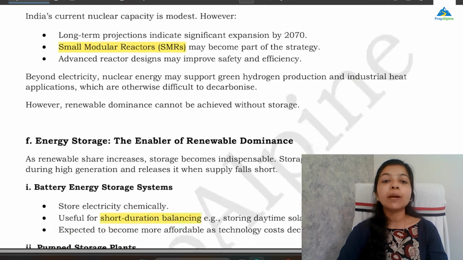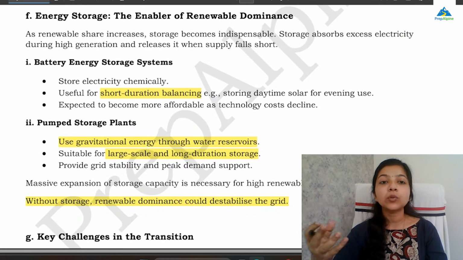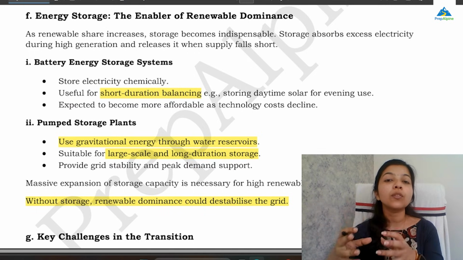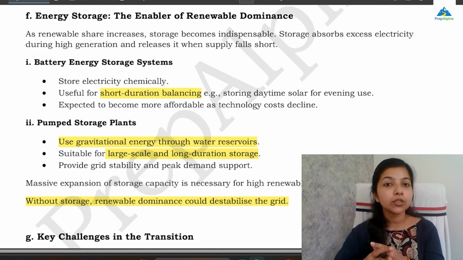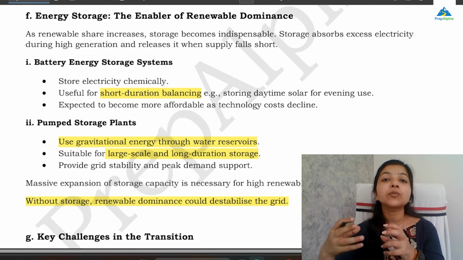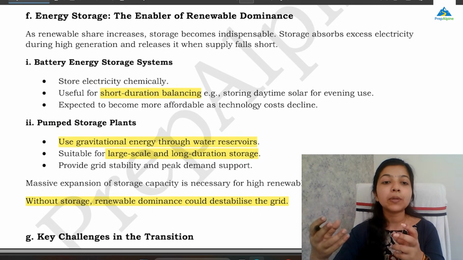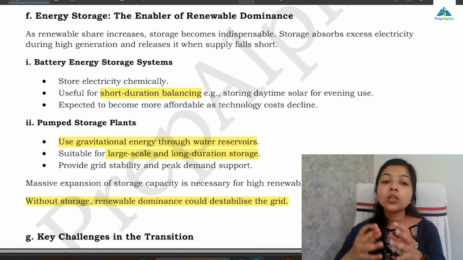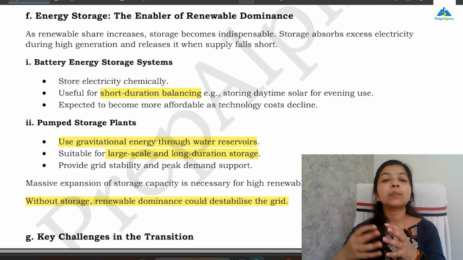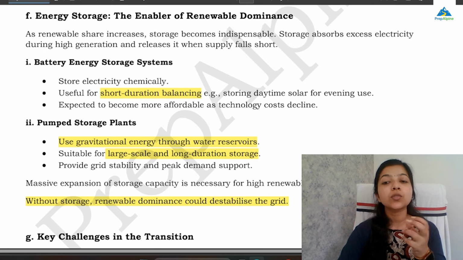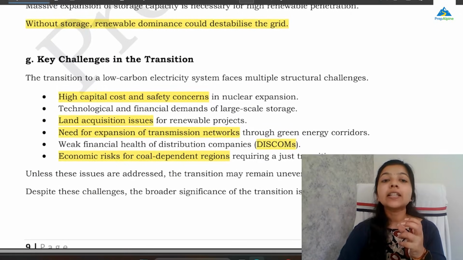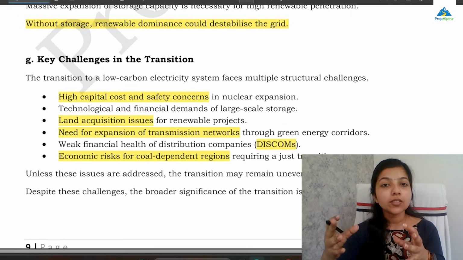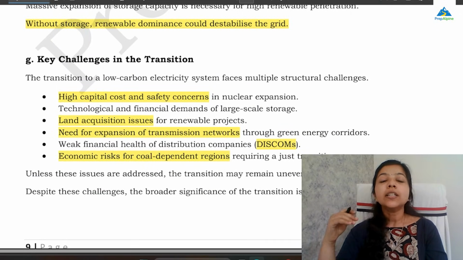The storage, the battery systems that we talk about, require a lot of investment and a lot of technology and a lot of manpower. So we do not have that. Apart from this, the pumped storage power plants that use gravitational energy through water reservoirs also require a lot of technical manpower and a lot of financial resources, and currently India lacks that. That is why these are the challenges we are facing in this transition.